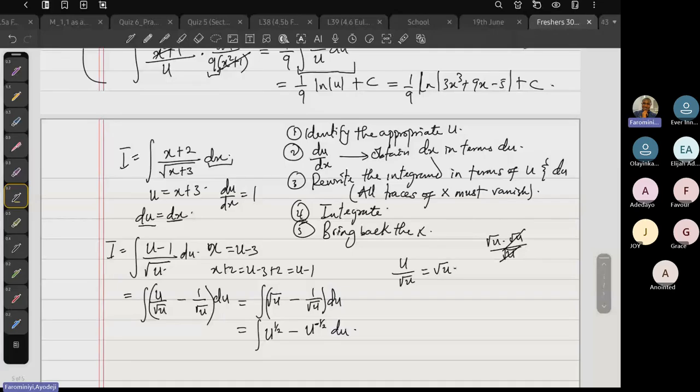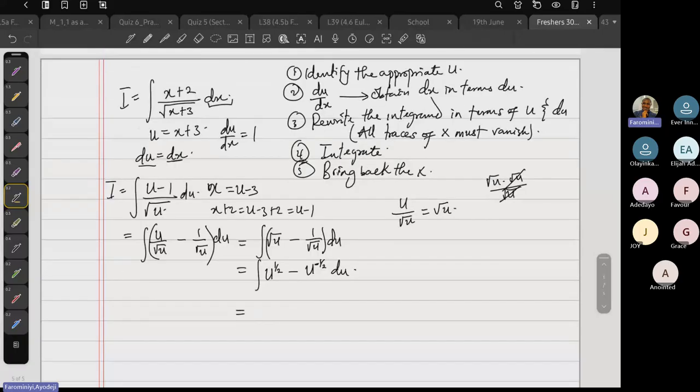So in this case, the integral of u raised to power half, you remember the reverse power rule. The integral of x to the power of n with respect to x is x raised to power n plus 1 over n plus 1. So if I do the same thing here, this is u raised to power 3 over 2 over 3 over 2, minus u raised to power negative half plus 1 is 1 over 2, over 1 over 2, plus c.